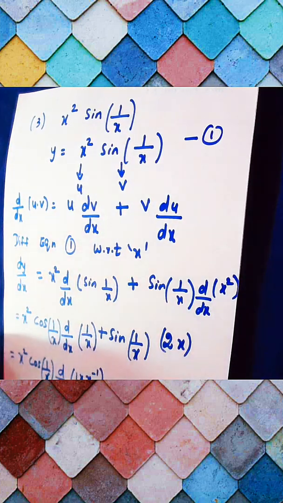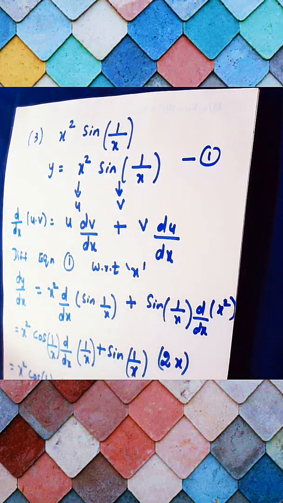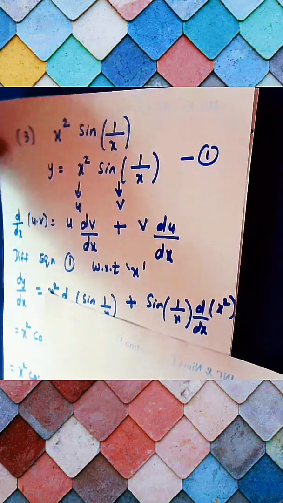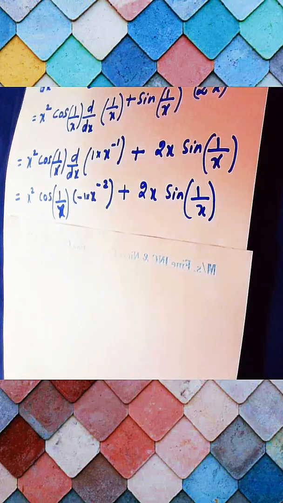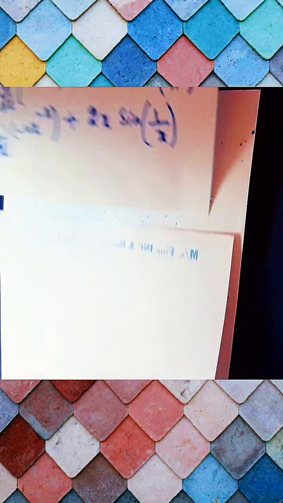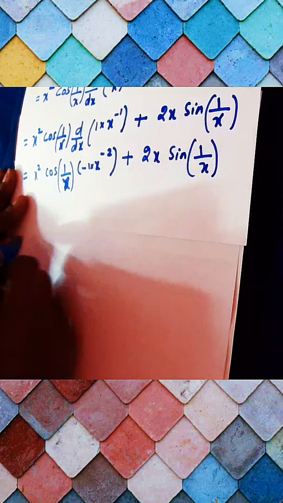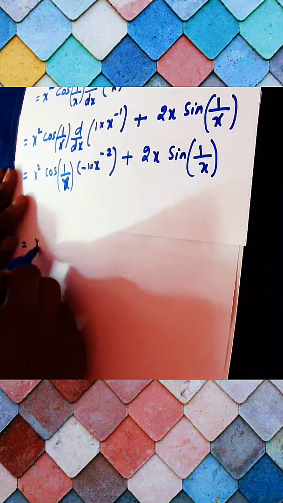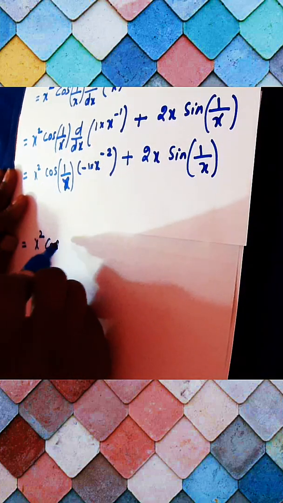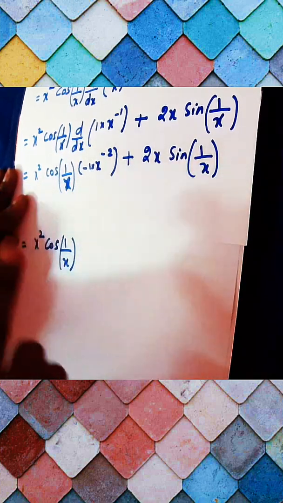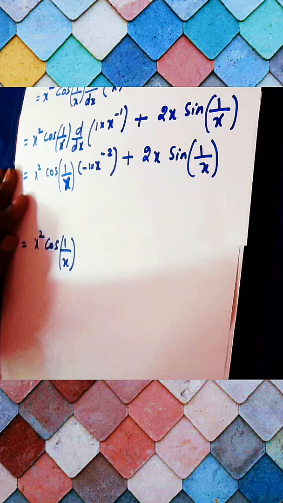All right. Now what we will do is we have to simplify this further. Which is equal to x square, I'll keep it as it is, cos 1 by x. Here again, this we cannot cancel because cos 1 by x is the angle.